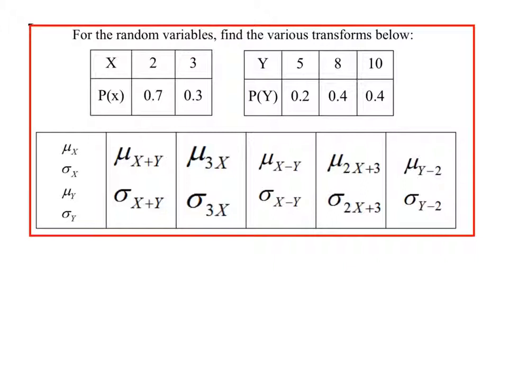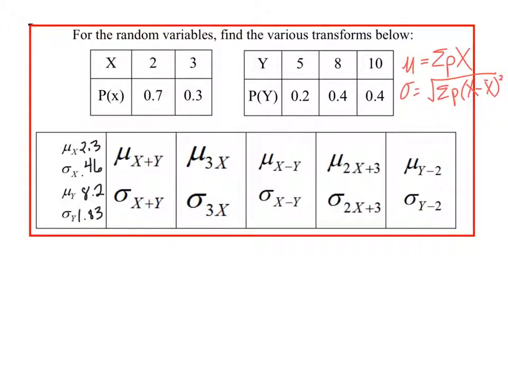All right, for the random variables, we're going to find the various transforms below. I'm going to begin by just filling in the mean and deviation for both x and y. Please remember those formulas. If you've forgotten how to do them, go back and look. The mean or expected value, remember, is the sum of probability times x, and the deviation is the square root of the sum of p times x minus that expected value squared. I'm going to fill those in.